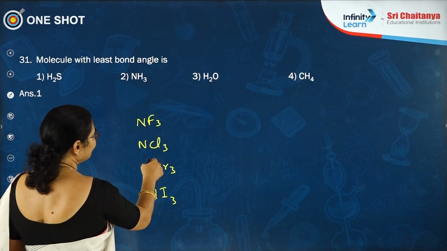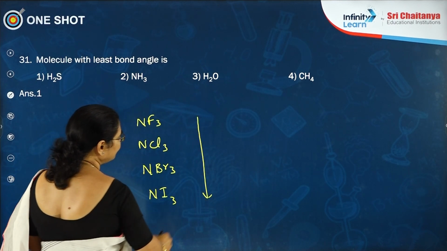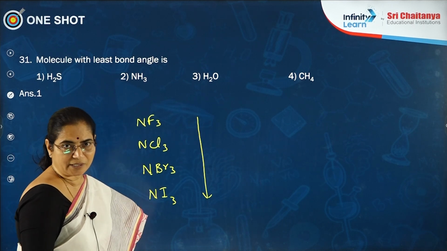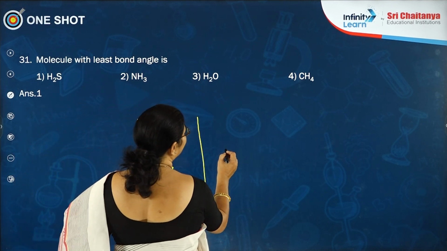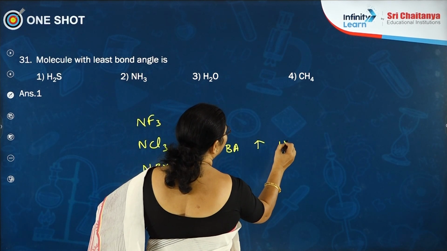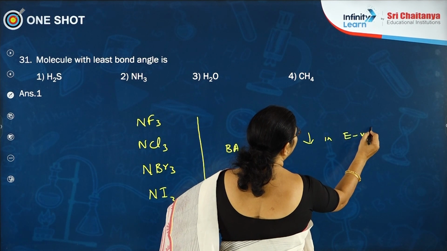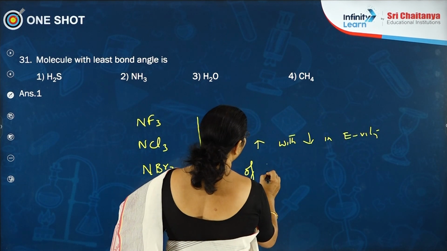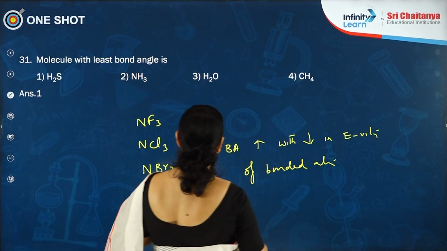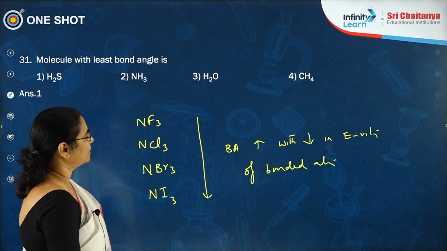So when central atom is same, as the electronegativity of the bonded atoms decreases, see from fluorine to iodine, electronegativity decreases, bond angle increases. Bond angle increases with decrease in electronegativity of bonded atoms. Bond angle increases with decrease in electronegativity of bonded atoms.